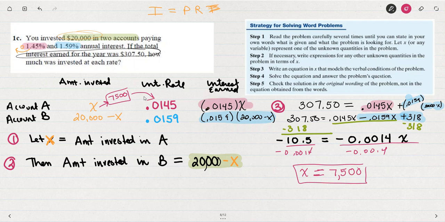7,500 invested in the 1.45% account, but that still leaves us to find how much is in account B. So we would subtract that 7,500 from 20,000 to get 12,500.